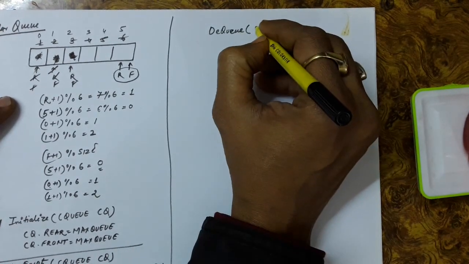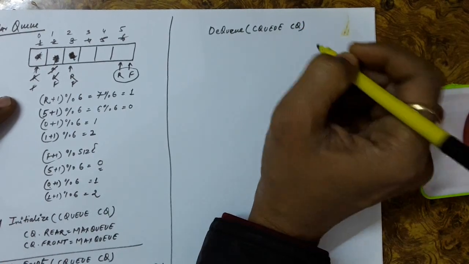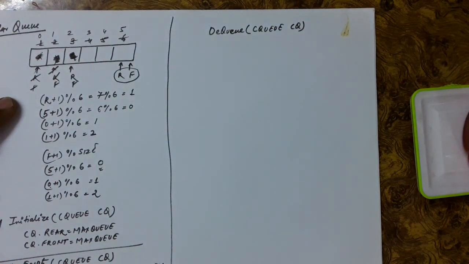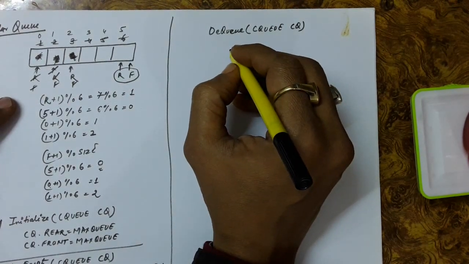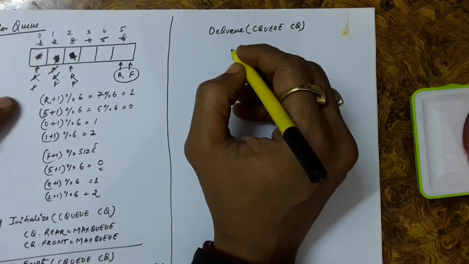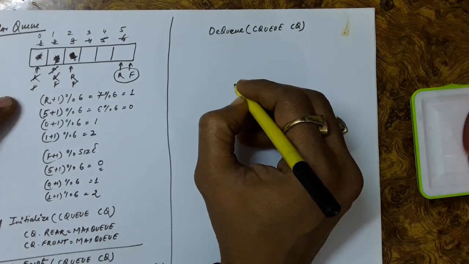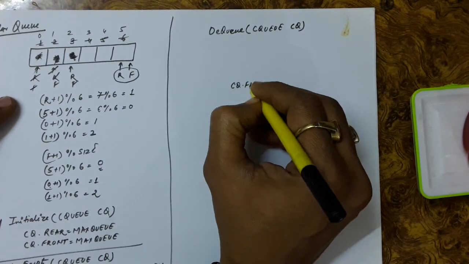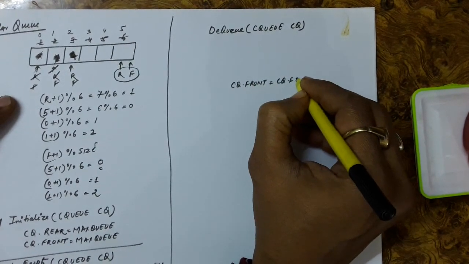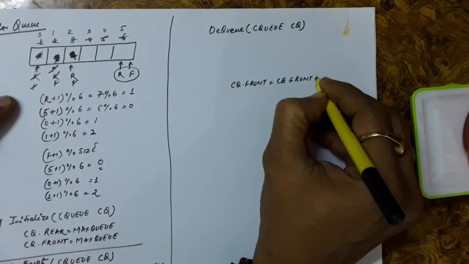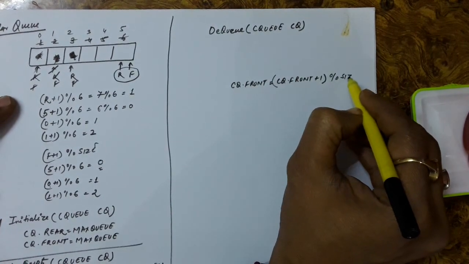So, dequeue from a circular queue. Dequeue operation from the circular queue. For the deletion, we update the front by one. How is front updated? Front is updated by the formula cq.front = (cq.front + 1) mod size.